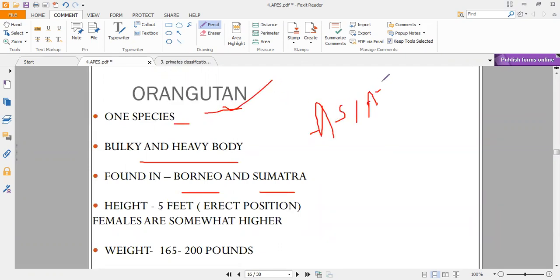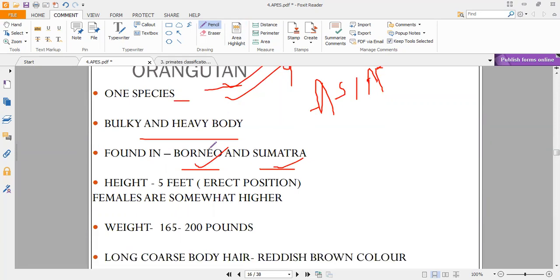We have found two apes that are Asiatic: one is the gibbon and one is the orangutan. So in the examinations, if they ask, you have to mention gibbon and orangutan. But chimpanzee and gorilla are African apes. Where can we find orangutans? In Borneo and Sumatra, which are islands in Indonesia. If you talk about height, they're very tall compared to the gibbon. They're 5 feet tall if they stand in erect posture, and the females are somewhat taller than the males.